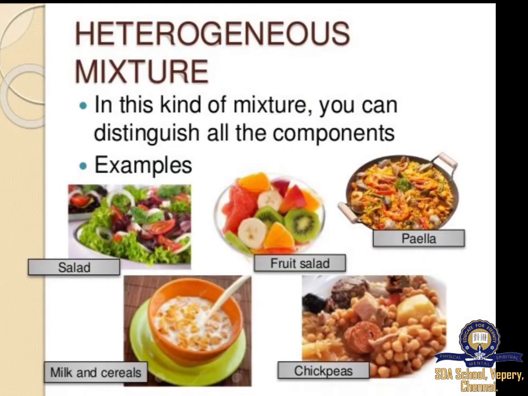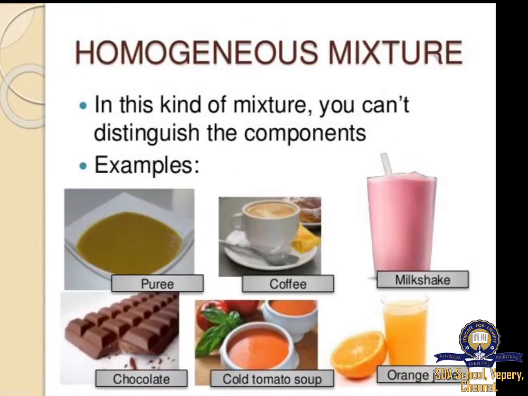Mixtures are of two types. One is heterogeneous mixture, another is homogeneous mixture. Heterogeneous mixture means different. In this kind of mixture, you can distinguish all the components present. For example, fruit salad. How do we make a fruit salad? With different fruits; easily we can pick out the fruits and identify them. That is called heterogeneous. Different components will be there, and easily we can separate them.